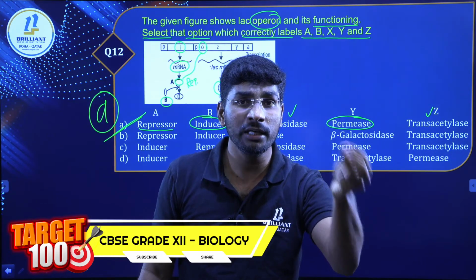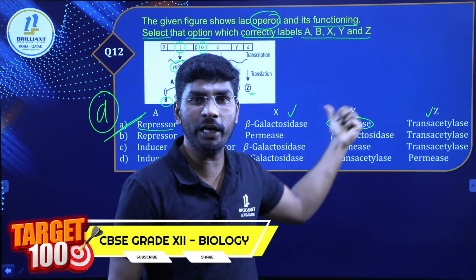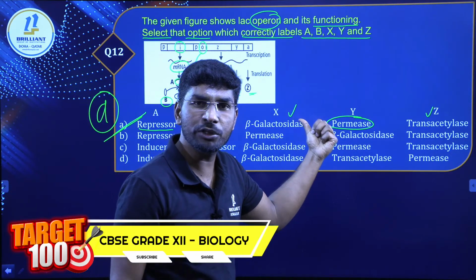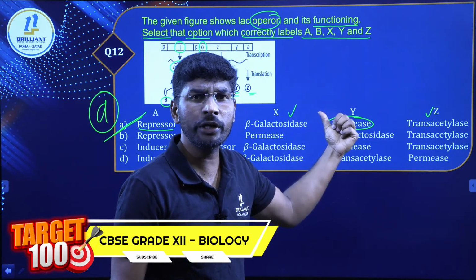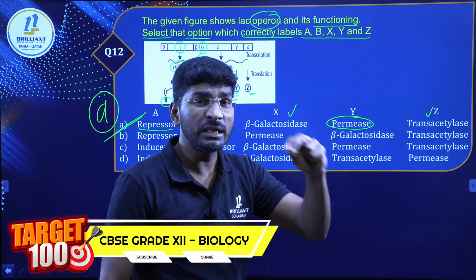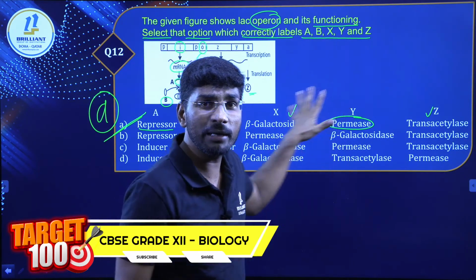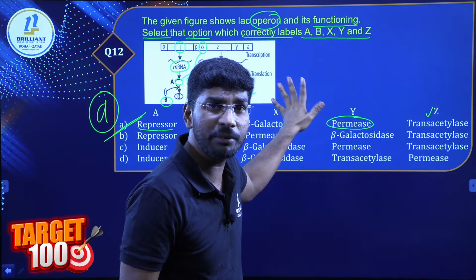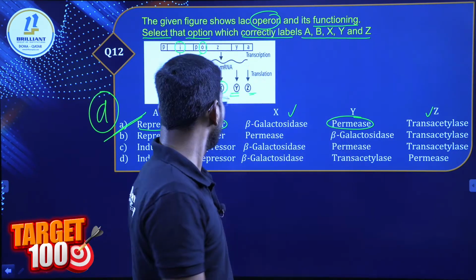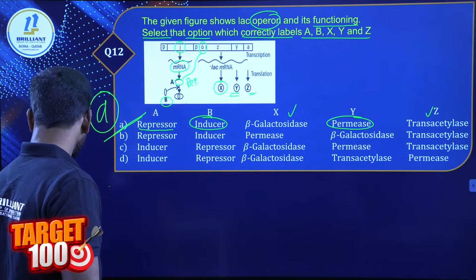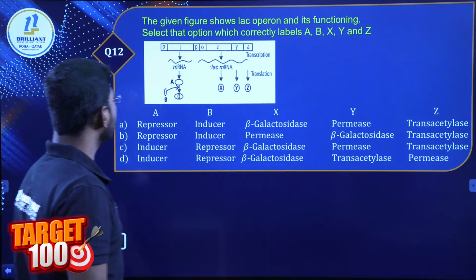Gene regulation in eukaryotes is different. This is prokaryote. Lac operon, expression of gene, in where? Prokaryote, bacteria. But remember, this question can come for 5 marks, all of you. It's only an MCQ I'm discussing, but this concept is important for 5 marks. Look at the next question, question number 13.